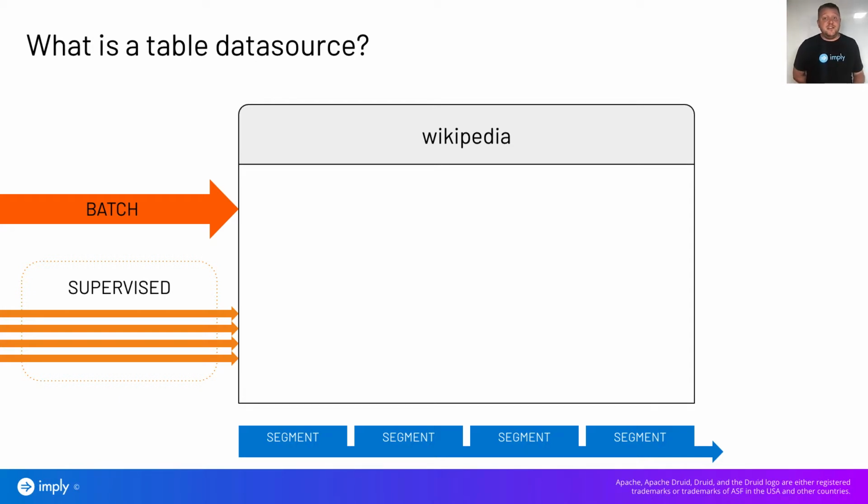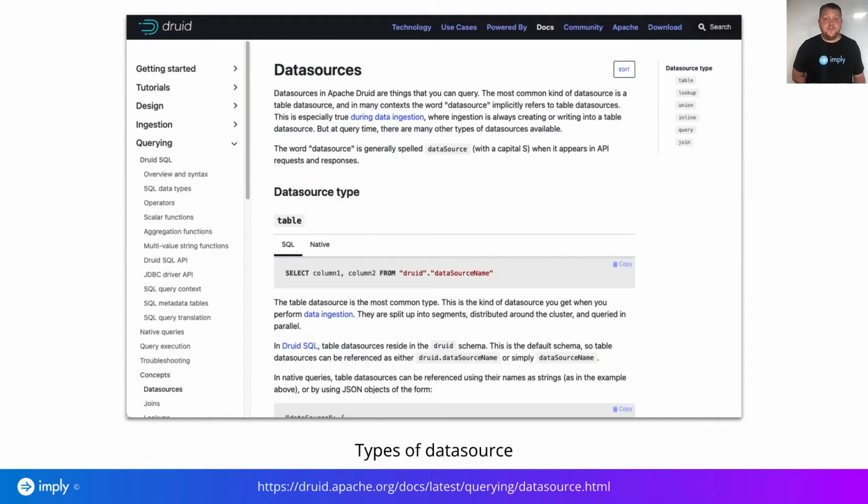A table is created in Druid by running an ingestion job. Now that could be a single batch request, or it could be an ongoing number of tasks that are supervised, and that's for streaming sources like Kafka or Kinesis. Underneath, each table is made up of a ton of segments, with each segment being part of a greater timeline of data. What you may not know is that Druid has lots of types of data source that you can use in a query. There's tables, which is what we're looking at today, but there's also lookups, unions, inlines, queries, and joins. There's much more about those in the documentation.